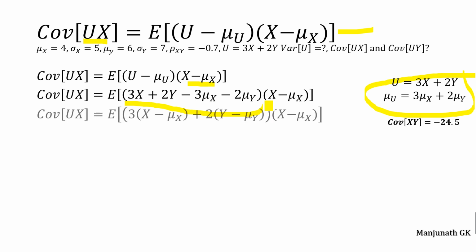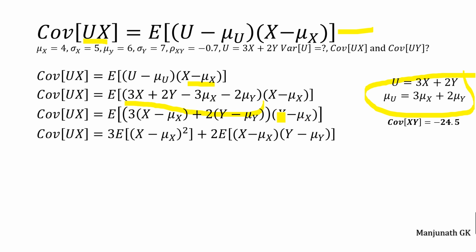From this bracket do the grouping. Take 3 as a common factor, combine x minus mu x, plus from these two terms take 2 as a common factor, combine y and mu y multiplied with x minus mu x. Then multiply x minus mu x inside the bracket and apply expectation because of the linearity property. X minus mu x into x minus mu x, it is a square. 3 is a common factor taken outside, 2 is a common factor taken outside, y minus mu y into x minus mu x, that is written here.